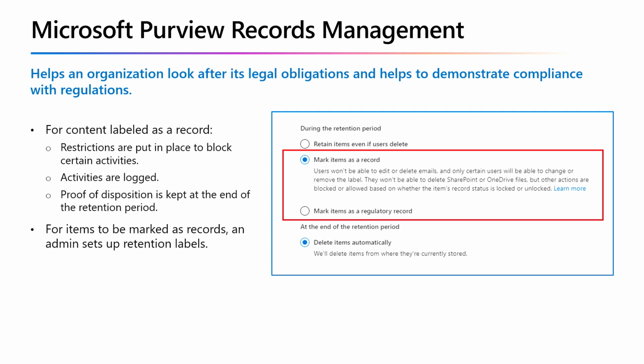When an administrator labels something as a record, they can block certain activities such as deleting the document or editing it. Or they can track the document's path and all related activities. There are also retention tools that can mark and retain the records for retention and then retain the proof of disposal at the end of the retention period.